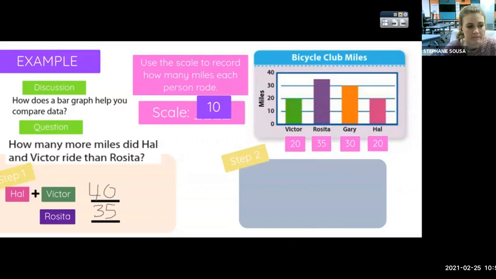For step 2, I need to come back to the question and figure out how many more miles. So it's Hal and Victor, then Rosita. So I'm going to do Hal and Victor minus Rosita, because I know that how many more means that I'm going to subtract.